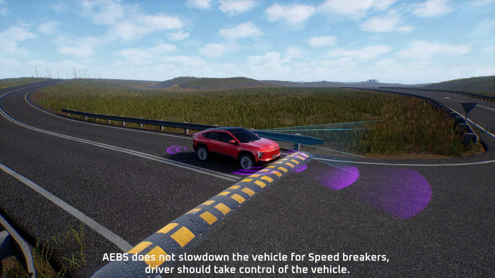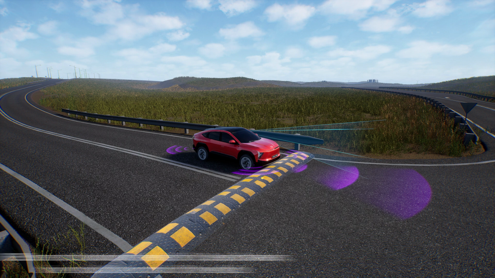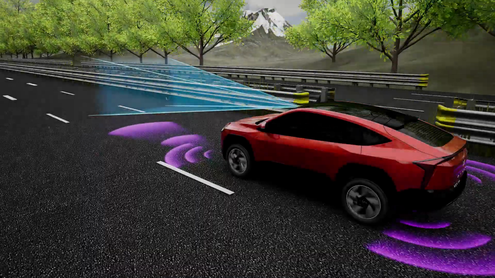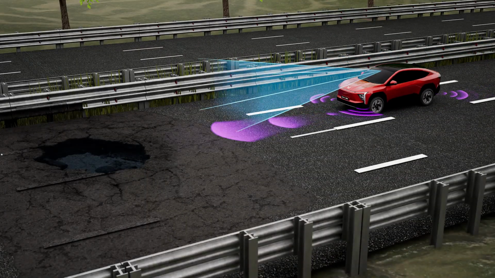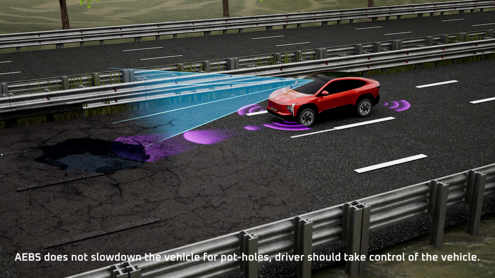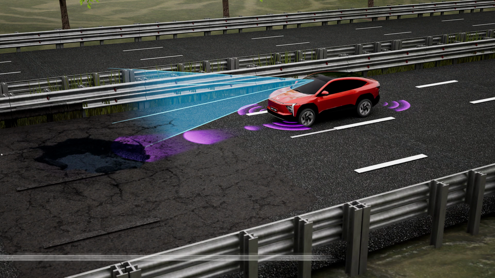AEBS does not slow down the vehicle for speed breakers. Driver should take control of the vehicle. AEBS does not slow down the vehicle for potholes. Driver should take control of the vehicle.